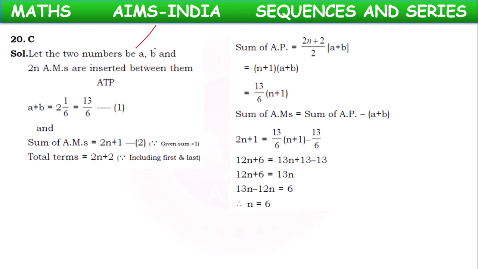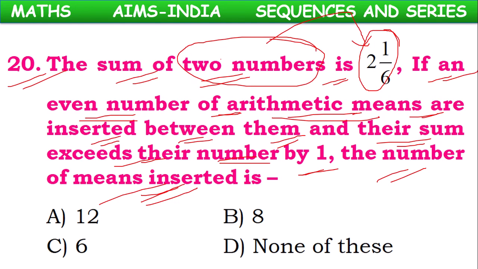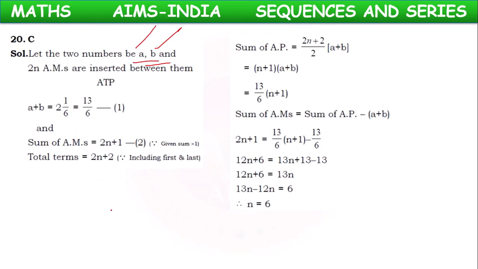Let the two numbers be A, B. So an even number of arithmetic means we can insert between them. The general form of an even number is 2n. Let's take 2n number of arithmetic means inserted between the given two numbers. Why we have taken 2n: 2n is the general form of an even number.